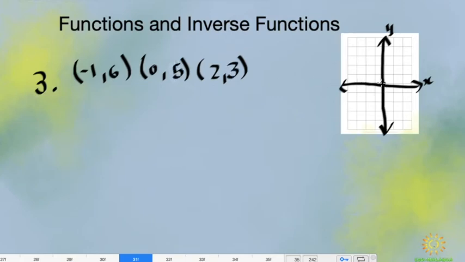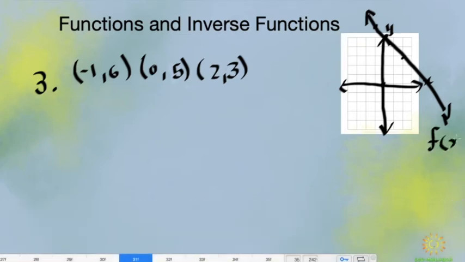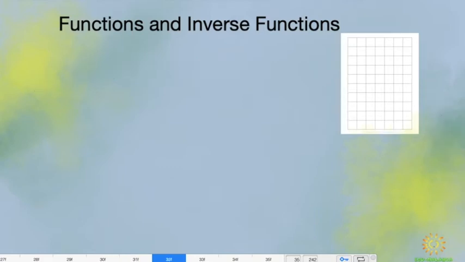So -1, 6. -1 goes up to 6: 1, 2, 3, 4, 5, 6. 0 and 5. 2 and 3: 1, 2, 1, 2, 3. It looks more or less like a straight line. And so we draw it there. I would expect you guys to obviously use a ruler, and it will make a world of difference. But I am just here explaining to you how this works. And if you drew that with a ruler, you would get the relevant marks.